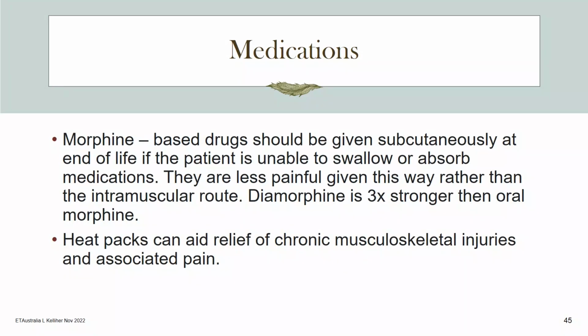Morphine-based drugs should be given subcut at end of life if the patient is unable to swallow or absorb medications. They are less painful given this way rather than the intramuscular route. Diamorphine is 3 times stronger than oral morphine.